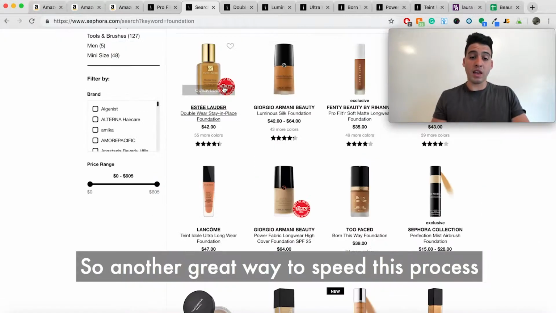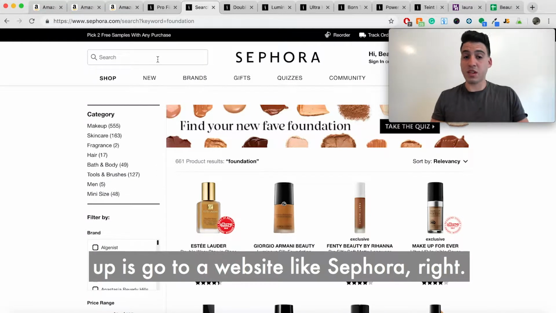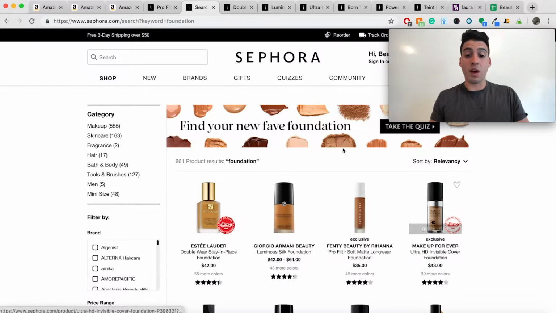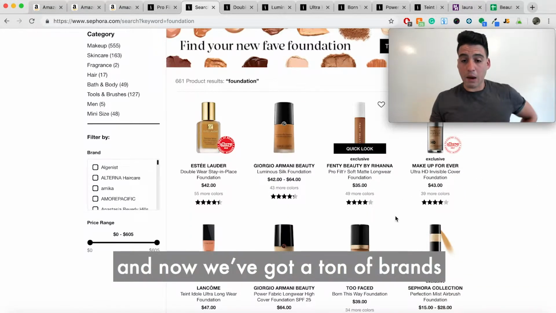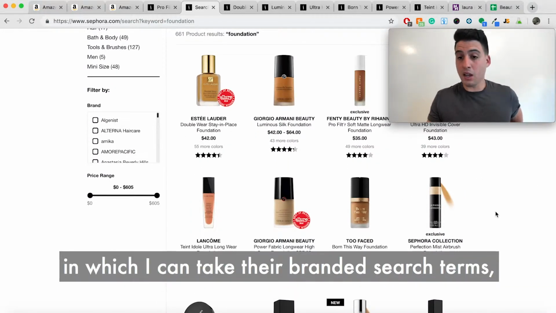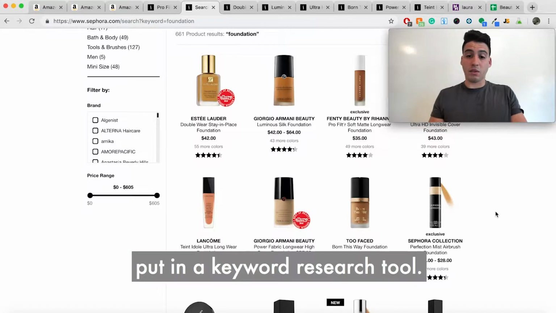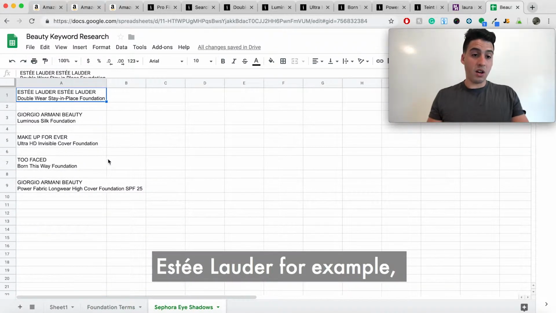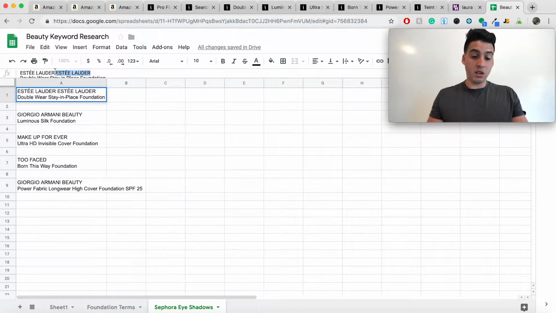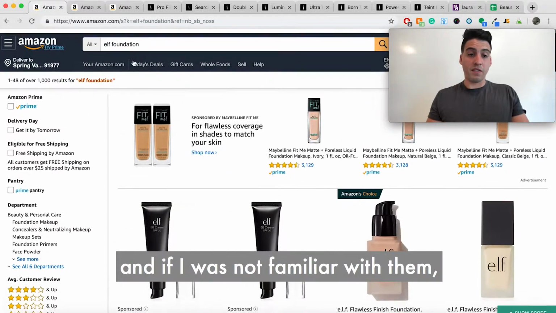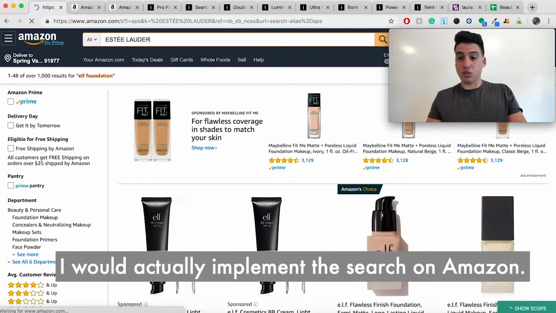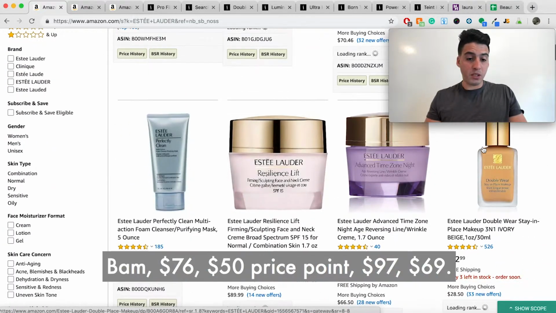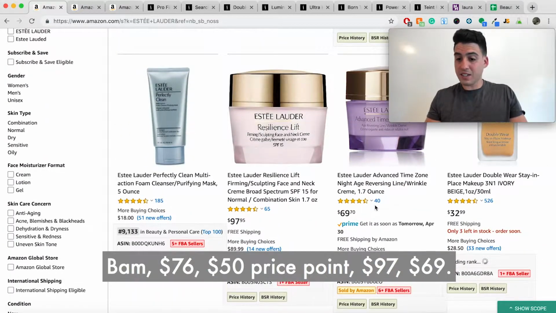So another great way to speed this process up is go to a website like Sephora, right? They're more based in that luxury kind of beauty market. I did a search for foundation, and now we've got a ton of brands in which I can take their branded search terms and put them in a keyword research tool. So I could take a brand like Estee Lauder, for example. And if I was not familiar with them, I would actually implement the search on Amazon. Bam, $76, $50 price point, $97, $69.